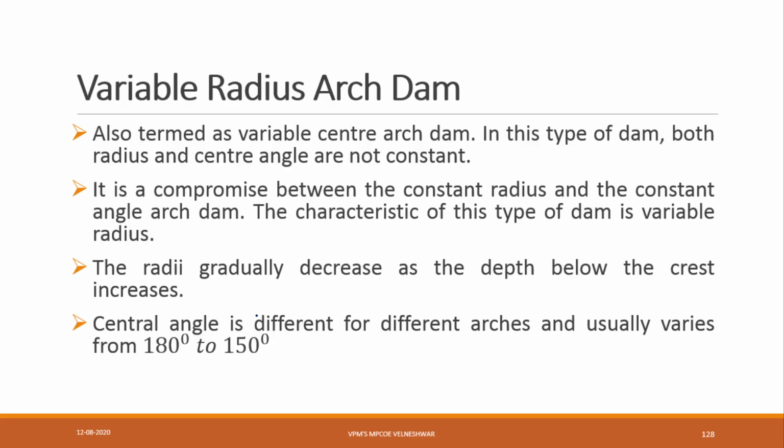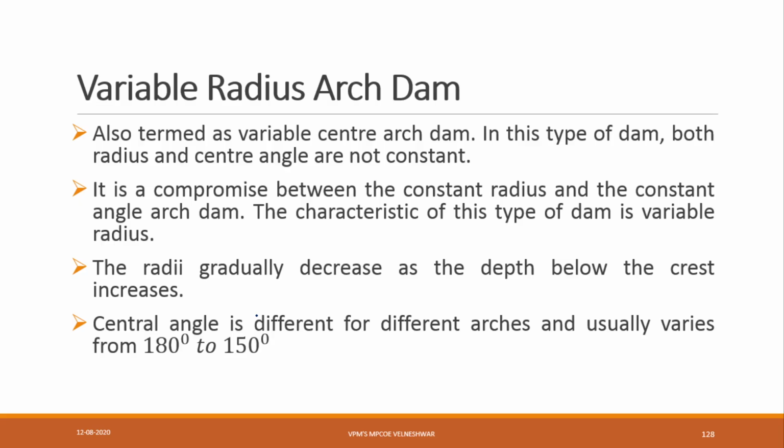Now, variable radius arch dam is also termed as variable center arch dam. In this type of dam, both radius and center angles are not constant. At the center and at the edges, the radius won't be the same. That is nothing but variable radius arch dam. It is a compromise between the constant radius and constant angle arch dam.